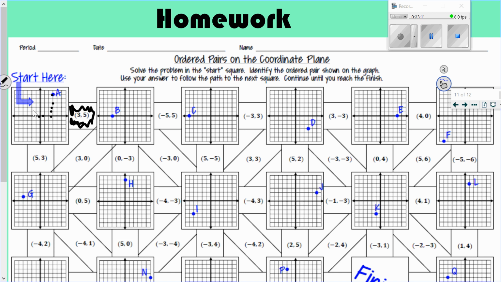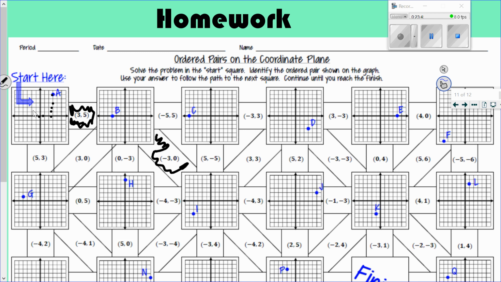For B, I start at origin. I'm going left, 1, 2, 3. That means my x-coordinate is negative 3. Am I going up or down? Neither, 0. I'm not moving. So it's negative 3, 0. So that's going to be this one. Make sense? You're going to do that all the way through the maze. You have to get to the finish. No partners, this is homework.